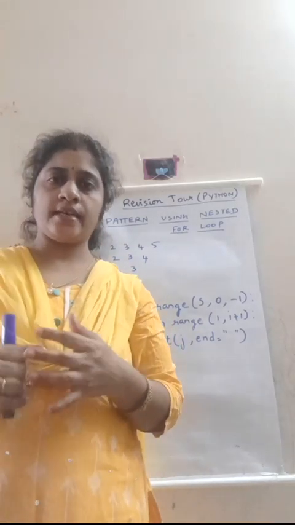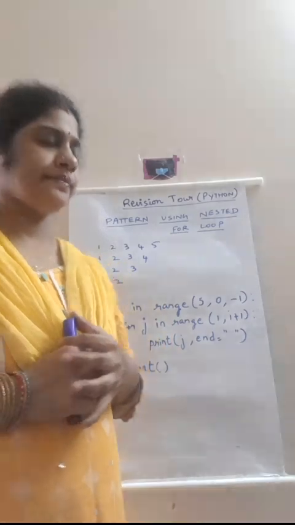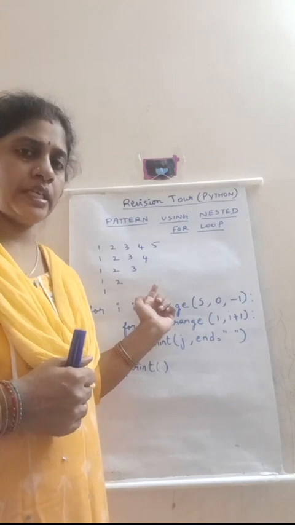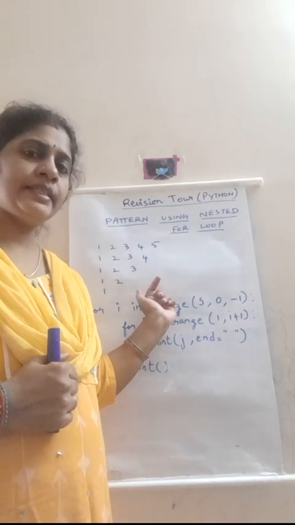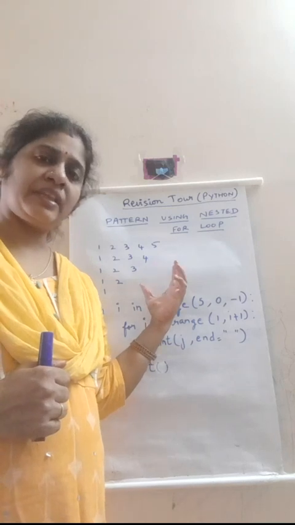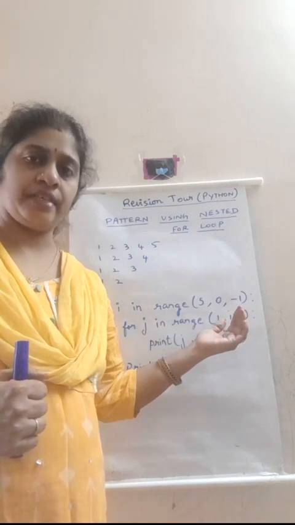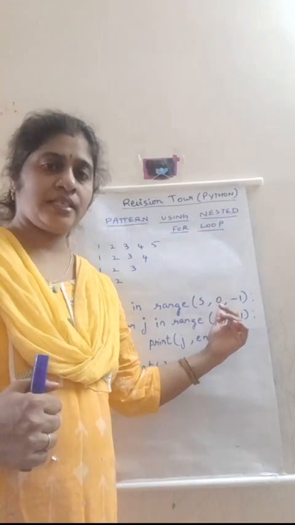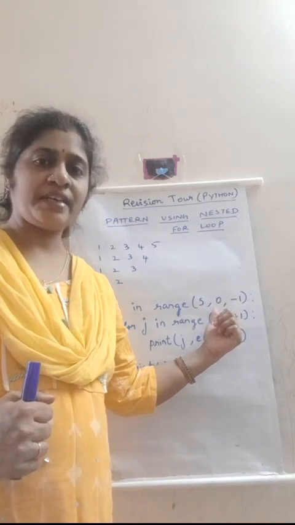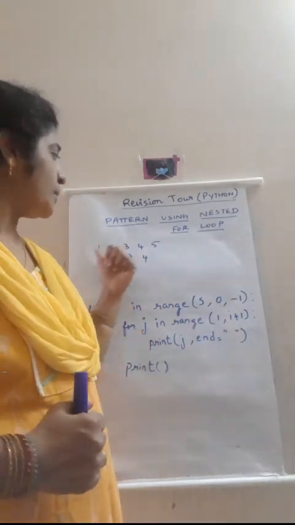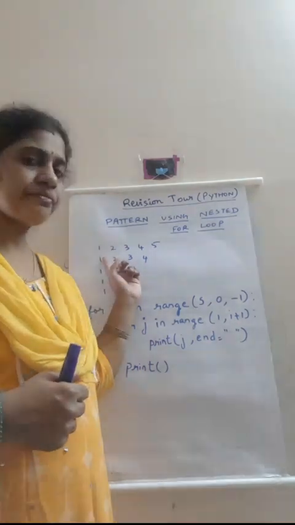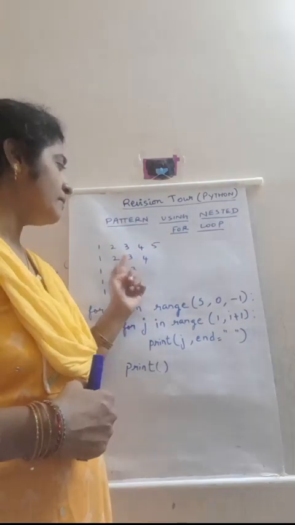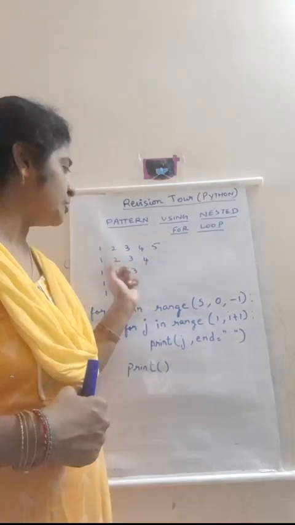Now we will see another pattern. This is the pattern, and we are going to use the nested for loop. This pattern is something different from the previous patterns which I have discussed. Now that is the range function. I am going to use it in a different way, which I have not used till now. If you see this pattern, the first time I am displaying the numbers from 1 to 5. The second time I am displaying the numbers from 1 to 4.